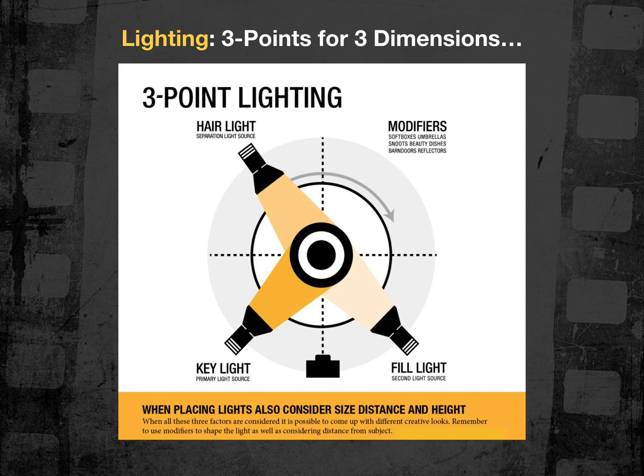And then, of course, the backlight, in this case, it's called a hair light. That's a bit of a dated term, but all it really does is create separation for the subject from the background, and usually it does so by setting off a little highlight in the hair itself.